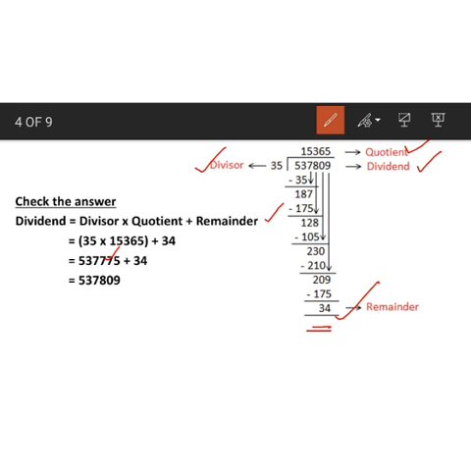Now when we are doing the multiplication, we get 5,37,775 and plus 34 is there. Now when we are doing the addition, we get the result as 5,37,809. So we know that the dividend is same, so we can say that the result is correct. So this is how we check the answer. If we are not getting the same dividend, then that means there is some error in our division.